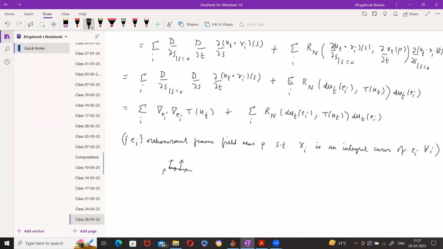When you take del t, that gives you tau of ut, and then I'm differentiating twice in the s direction, I mean, in the EI direction. So that will give me nabla EI. All right. Is this clear?